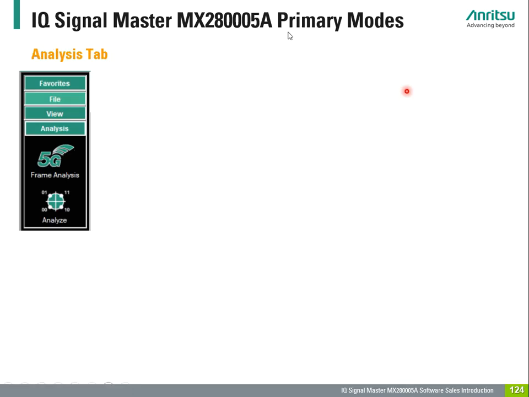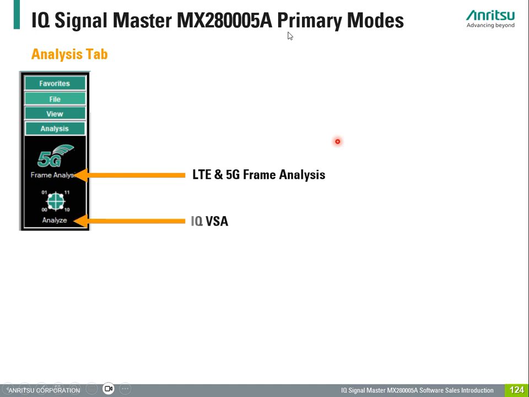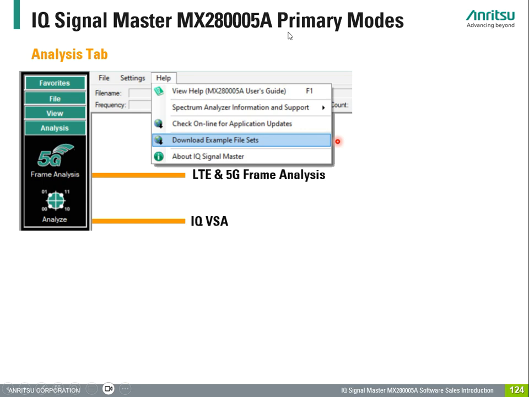The analysis step allows us to perform vector signal analysis or to investigate the details of a captured 5G signal. LTE and 5G frame analysis and vector signal analysis. Here today we are not going into the details of the vector signal analysis. We recommend that you download the sample files and follow the demonstration instructions in order to get familiar with the meaning of vector signal analysis.